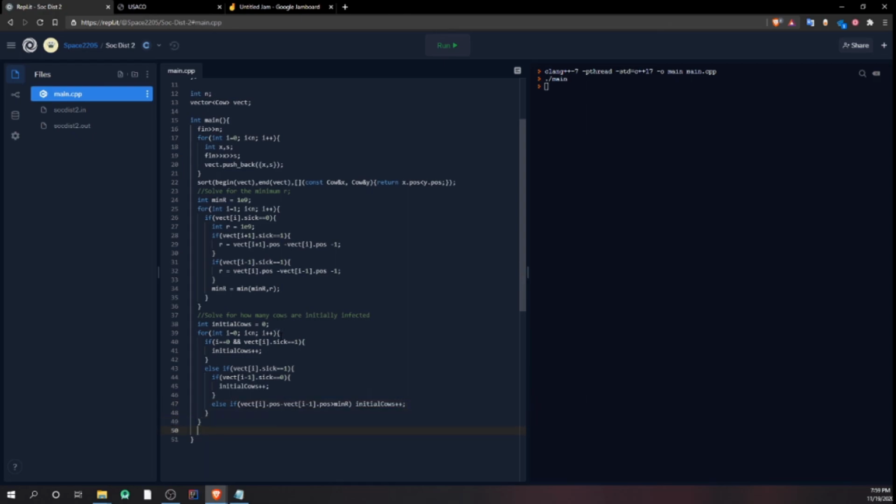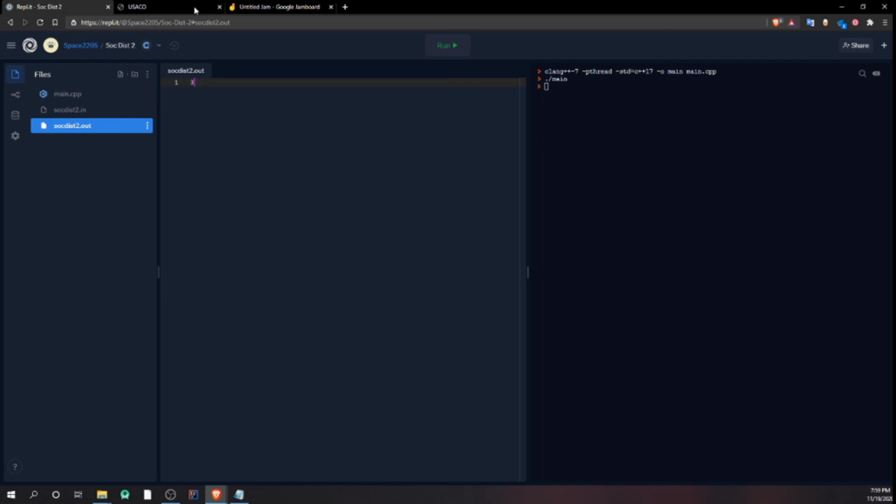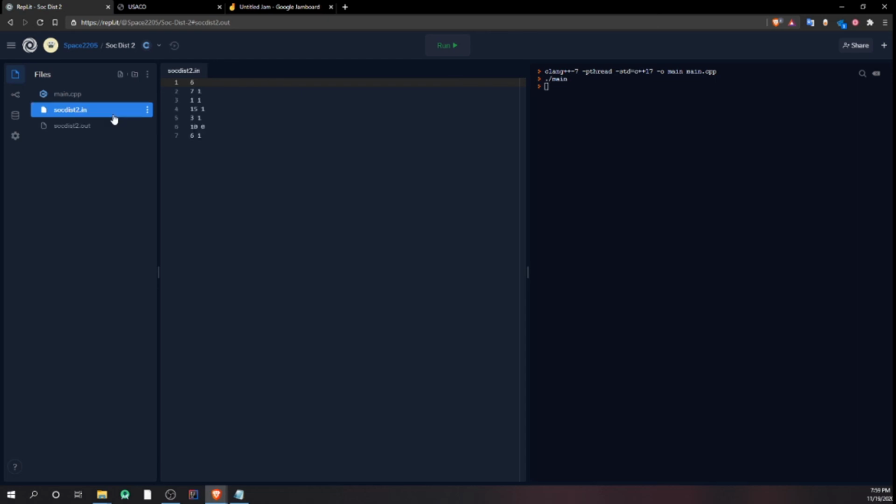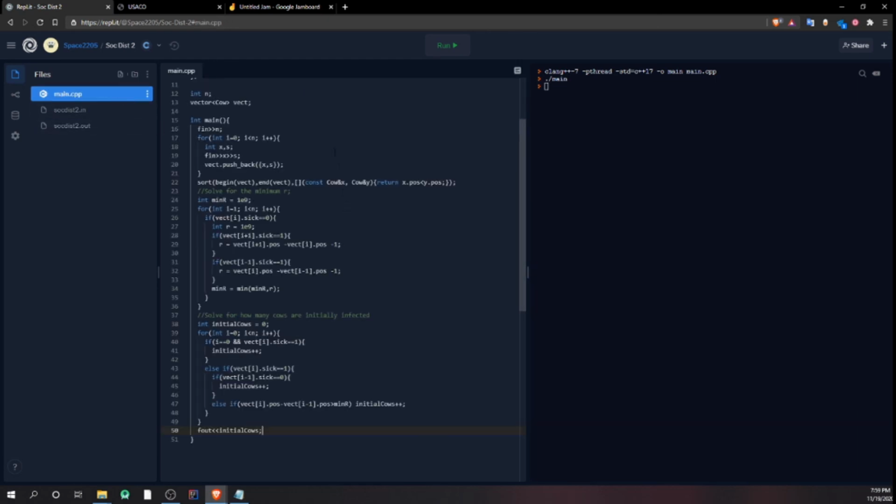And that's basically it. Then we can return our initial cows. Let's just try running this. And we see that it's 3, which matches up with what we were supposed to get from this sample input. So now I'm going to try submitting this and see what happens.